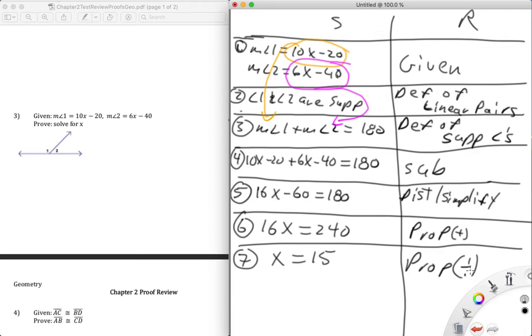I can combine like terms and say 16x minus 60 is equal to 180. Distributive property, or simplifying, or combining like terms. Added 60 to both sides. 16x equals 240. Addition property of equality. And then lastly, I divided by 16 on both sides to say that x is equal to 15. Division property of equality. And that is proof number 3.